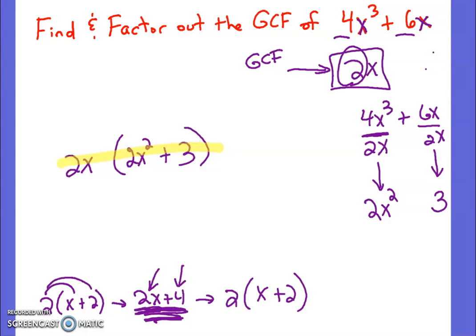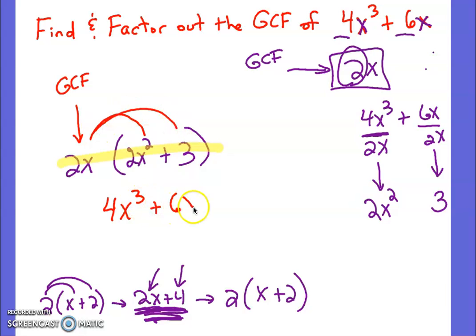Notice what I have. This is the GCF right here, and I factored it out. And all of this is your answer. So, how do you check it? Well, if I did the distributive property, I get 4x cubed, and then I get 6x. Notice that was my original problem. So you can easily check your answer as well by simply using the distributive property.